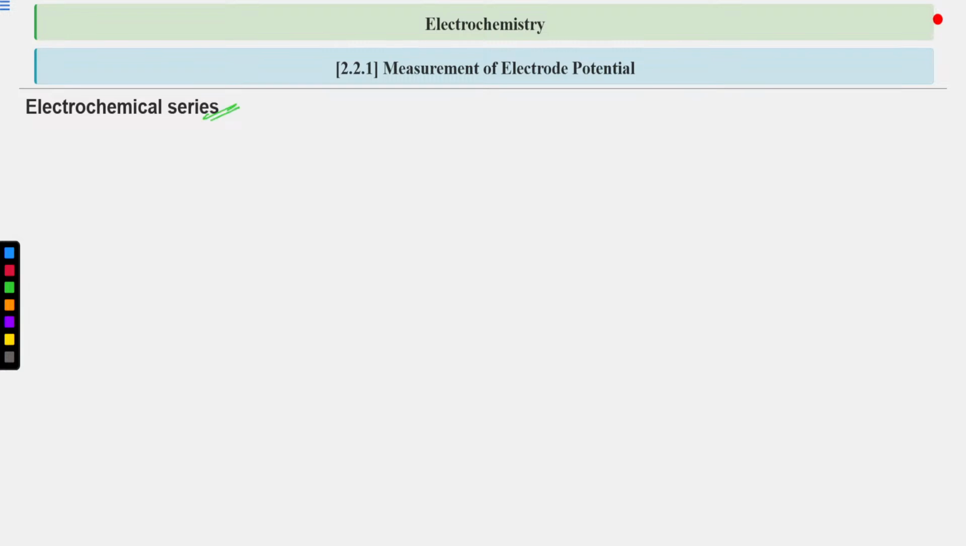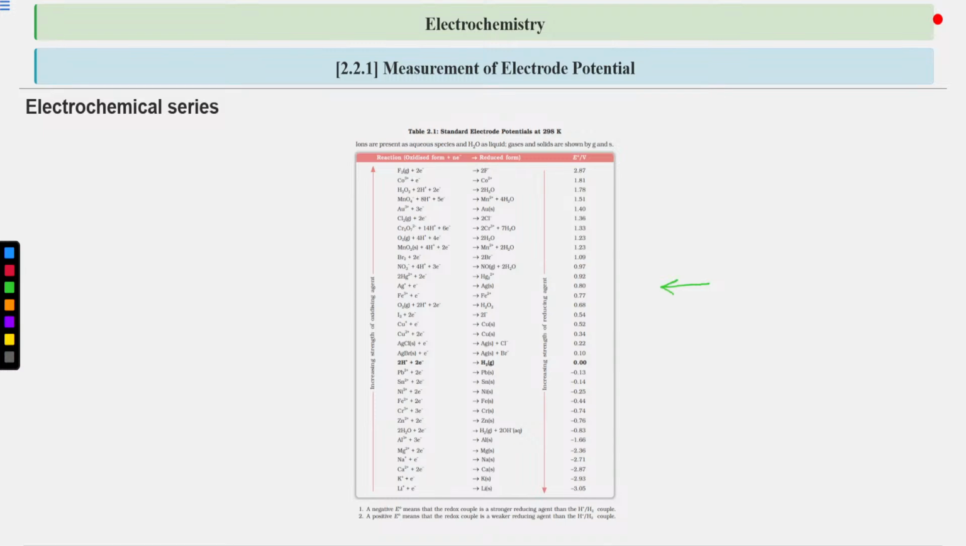Now let's see the electrochemical series. So this is a table which is marked as table 2.1 of standard electrode potentials at 298 Kelvin temperature. Okay, so ions are present as aqueous species and water as liquid. Gases and solids are shown by G and S. Okay, so ions are in aqueous state, water is in liquid, and the gas and solid are represented by G and S symbol in this electrochemical series.